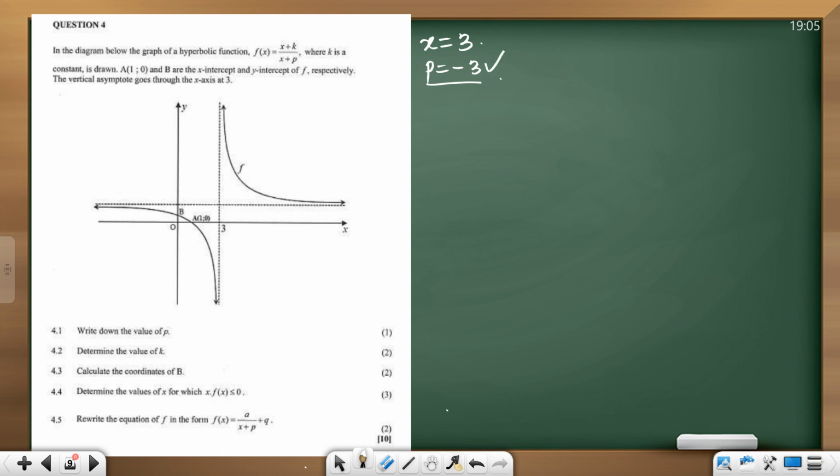Are we okay there? Work as if you are a baby. Therefore, you know X minus 3 equals to what? 0. The asymptote there, X plus P. If I compare, do you notice P is negative 3?